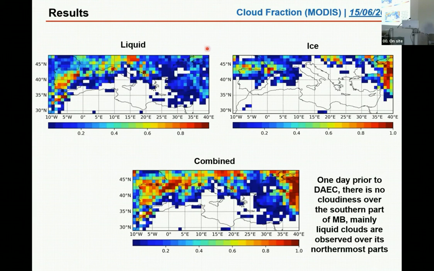Here we present the cloud fraction derived by the MODIS instrument for liquid and ice clouds, as well as for their combination. What we would like to highlight on this slide is that no clouds exist over the greatest part of the Mediterranean basin, except for some liquid clouds over the northern parts of the basin.